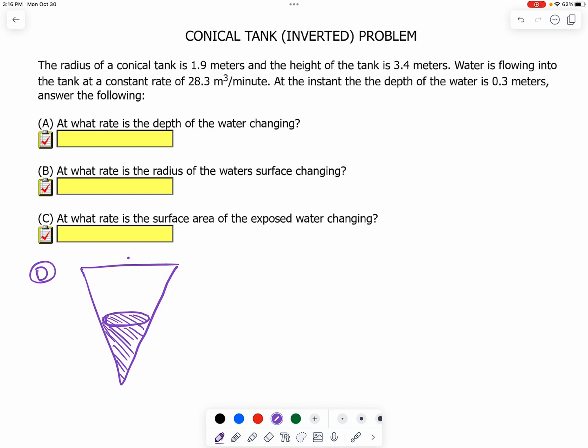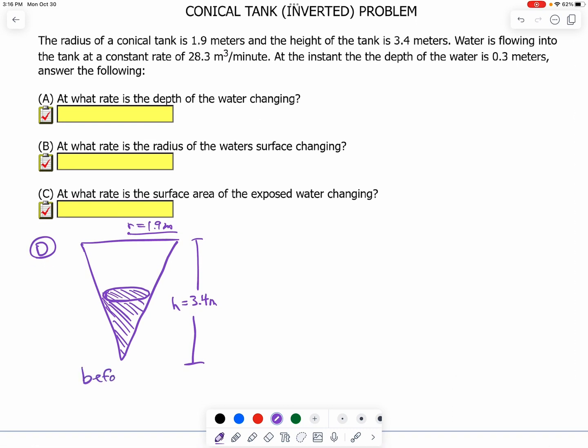And of the things that aren't changing, the radius is 1.9 meters, and the entire height of the cone, or the tank, is 3.4 meters. I'm going to call that right now the before, because I know that at a certain instant the water is going to change because we're filling up this tank at a constant rate, and so there's going to be a time, at a certain instant, when we ask what the rates are going to be. That's how related rates go.